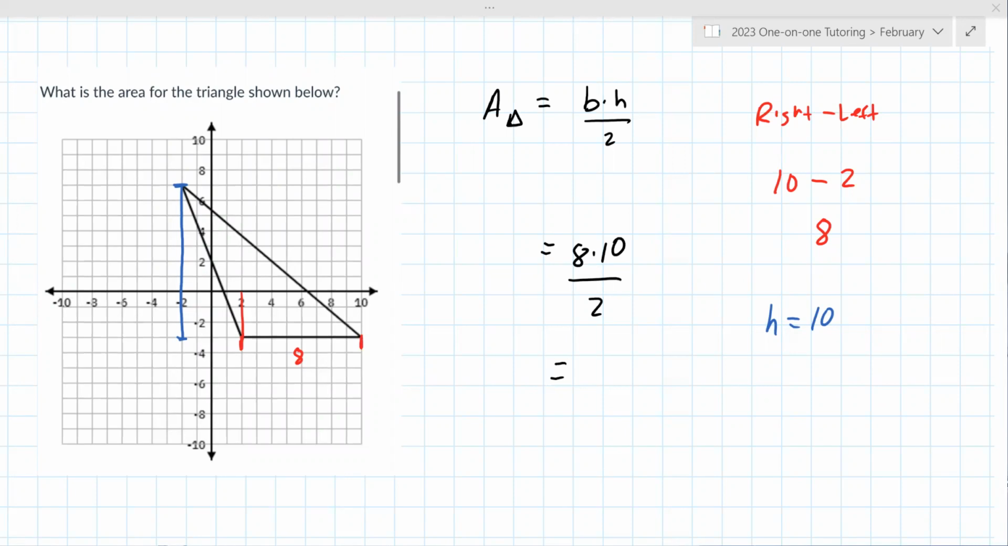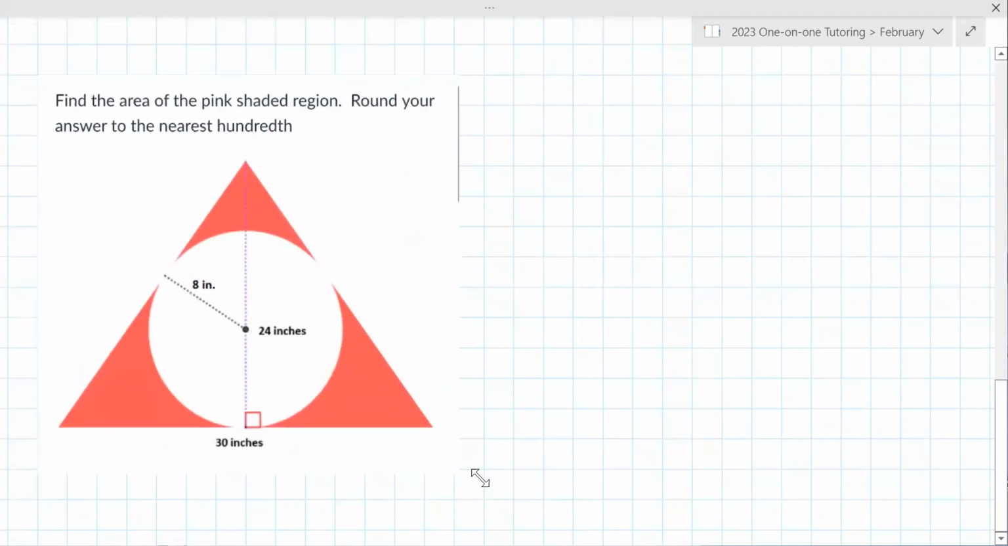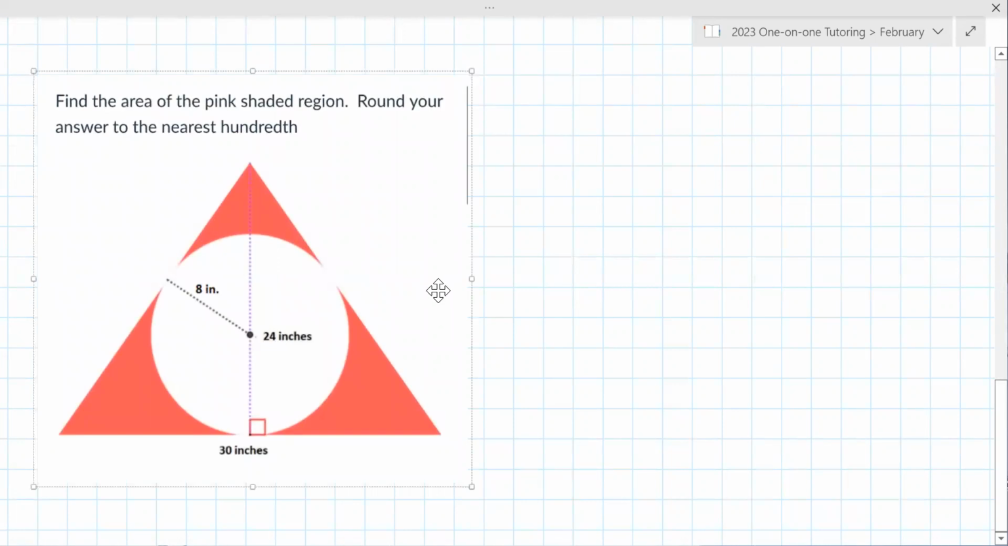All right. Find the area of the pink shaded region. It hasn't loaded on my screen yet. Oh, there we go. Okay. Yeah, this one I got stuck on. One of the things that's not clear to me is whether the base is 30 and the height 24. Is that what they're trying to say? I think so. Okay, because we need to know that.